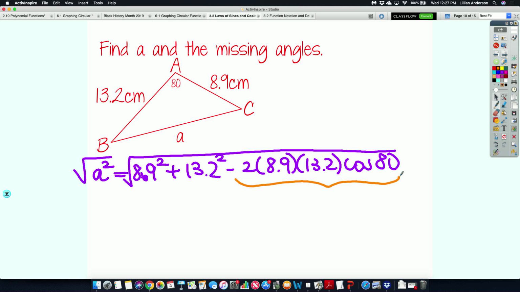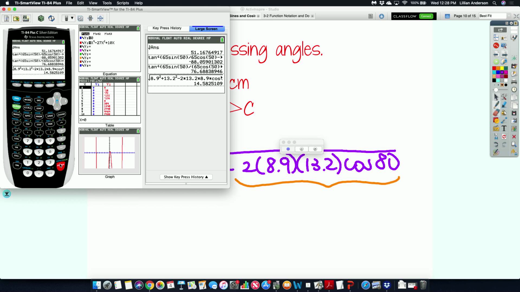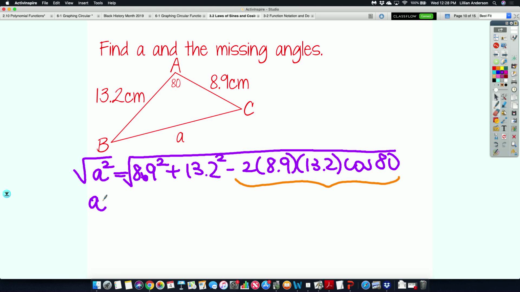What do you get? Okay. Sorry. So again, you can type that whole thing in, all underneath the square root. And did we get 14.6? Yes. Wonderful. So a is equal to 14.6, okay?